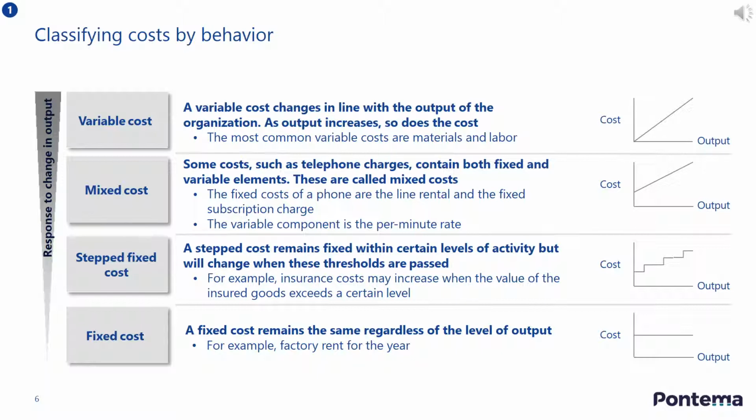Some costs are mixed costs because they contain both fixed and variable elements, such as telephone charges. The fixed costs of a phone are the line rental, and the variable component is the per-minute phone call rate. And some costs are purely variable, which means they change directly in line with the output of the organization. As output increases, so does the cost. For example, materials and labor.